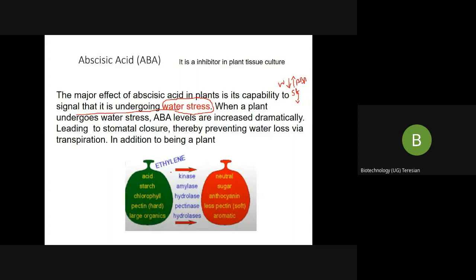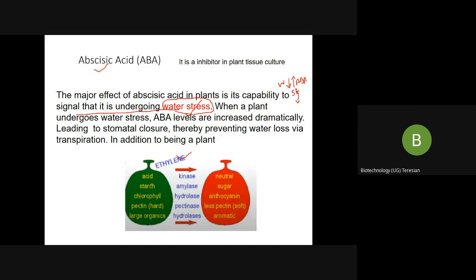Next is again ethylene. Ethylene is also not very commonly used. Even these two, abscisic acid and ethylene, from the plant tissue culture point of view, don't have much function to perform. Otherwise, in a general growing plant outside, you can see that they have a lot of function, like abscisic acid being useful for water stress. Ethylene is a gas, and you all know that it causes the ripening of fruit. For example, if this is an unripe fruit, ethylene induces the ripening of the fruit.